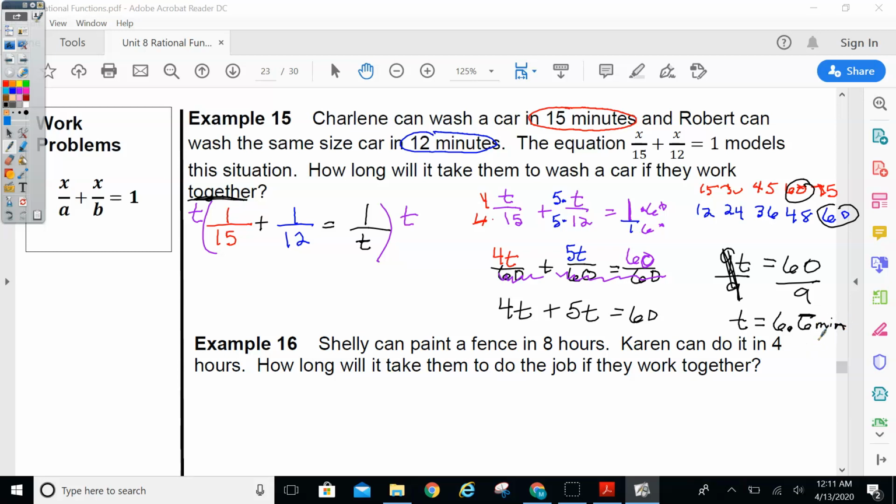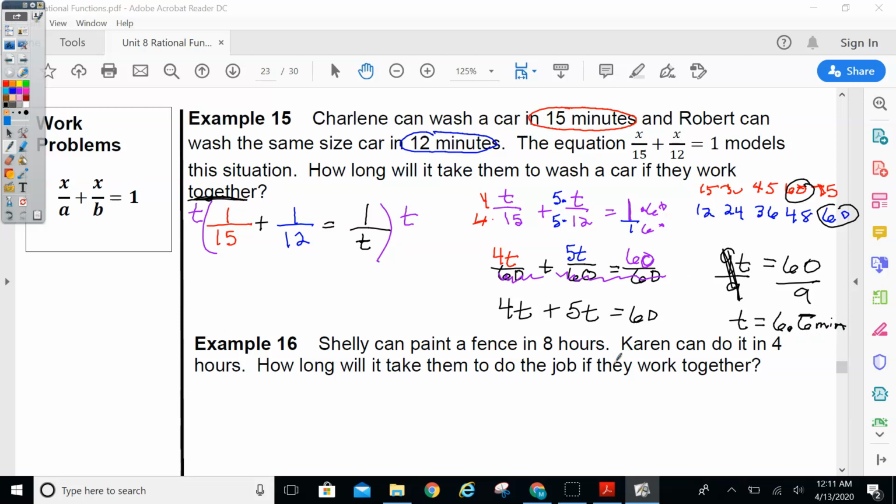So just checking your answers. If it takes each of them individually this amount of time, working together should be smaller than this one. It's not in the middle. You're not taking the average of these two numbers. It doesn't make sense. How can they take longer working together than one of them takes by themselves? So working together, this number should be smaller.